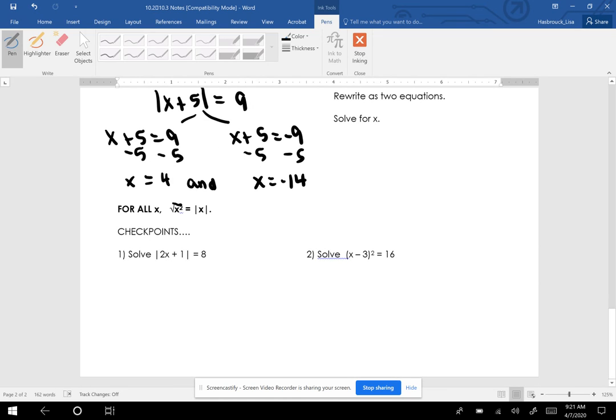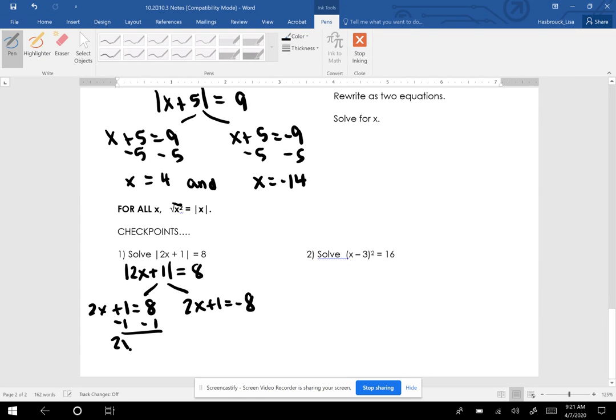Okay. So let's go ahead and review a couple problems here. So for the absolute value of 2x plus 1 equals 8, it's already in absolute values, right? There's no squared quantities to get rid of. So we're just going to split it up. 2x plus 1 can equal a positive 8. 2x plus 1 can equal a negative 8. And then we solve each problem.